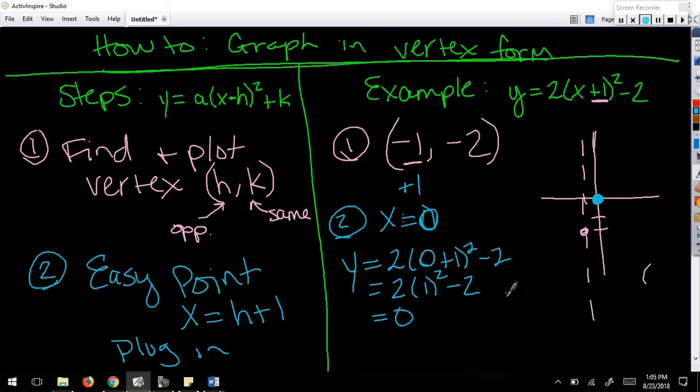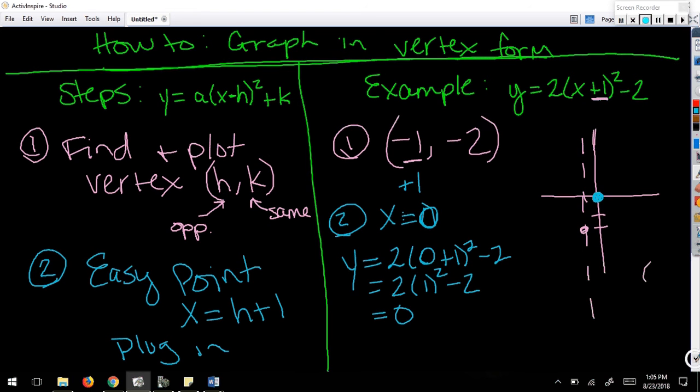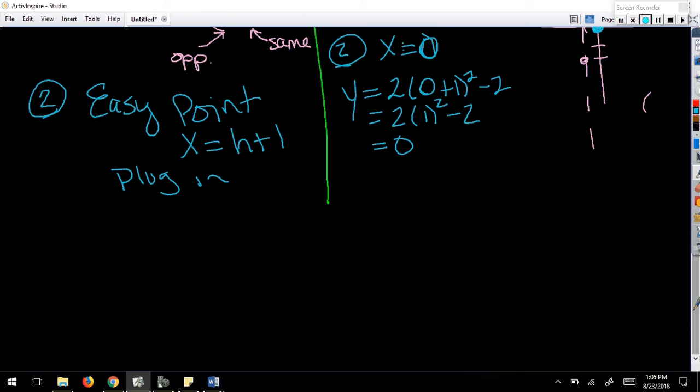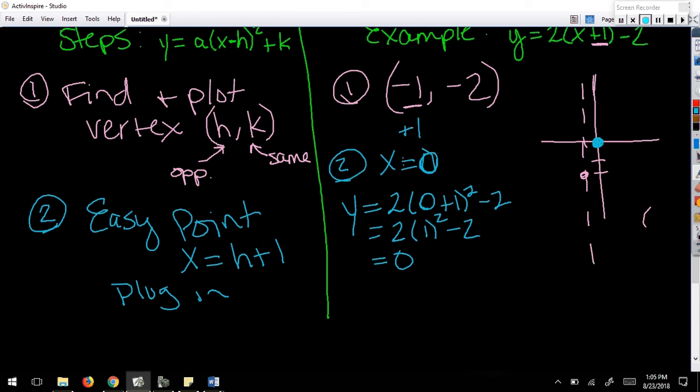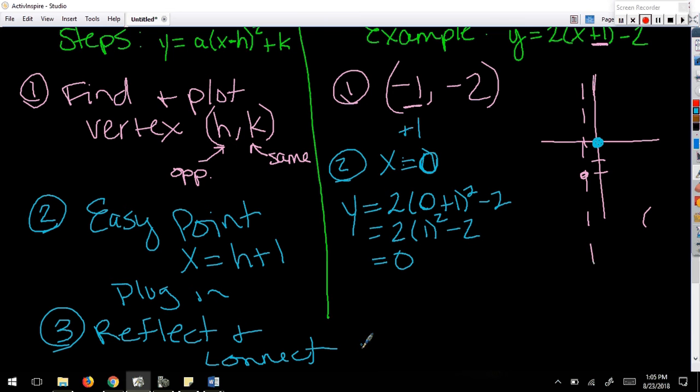Now what do? Reflect and connect. So it's still 3 steps, but all the arithmetic from step 1 is gone now. We just pull the equation. I love it. It's that process.